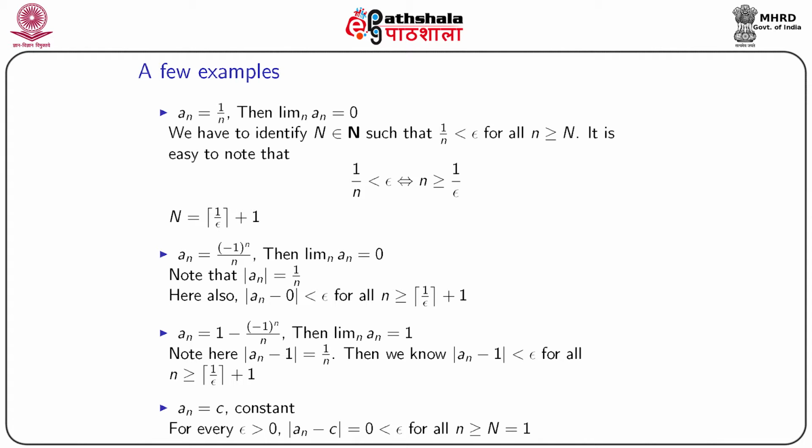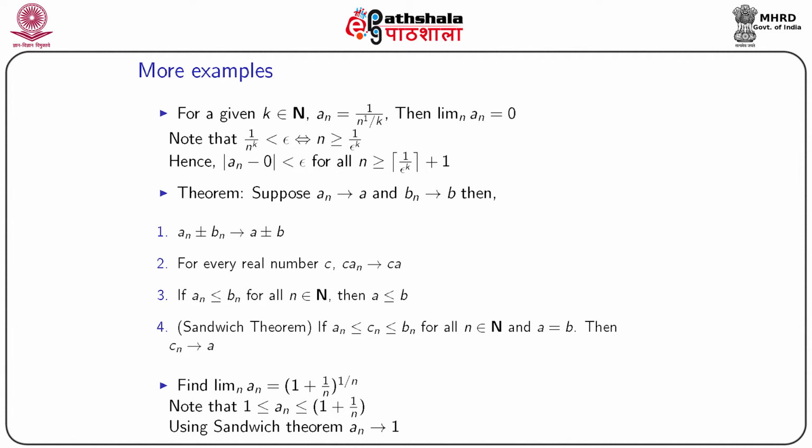Now this is a tricky one. What will happen if it is a constant sequence? That means an is equal to c. If an is equal to c, then for every epsilon greater than 0, mod of an minus c is always less than epsilon, and I know epsilon is a positive quantity. That means whenever n is greater than or equal to 1, it holds. So for a constant sequence, it holds for n greater than or equal to 1.